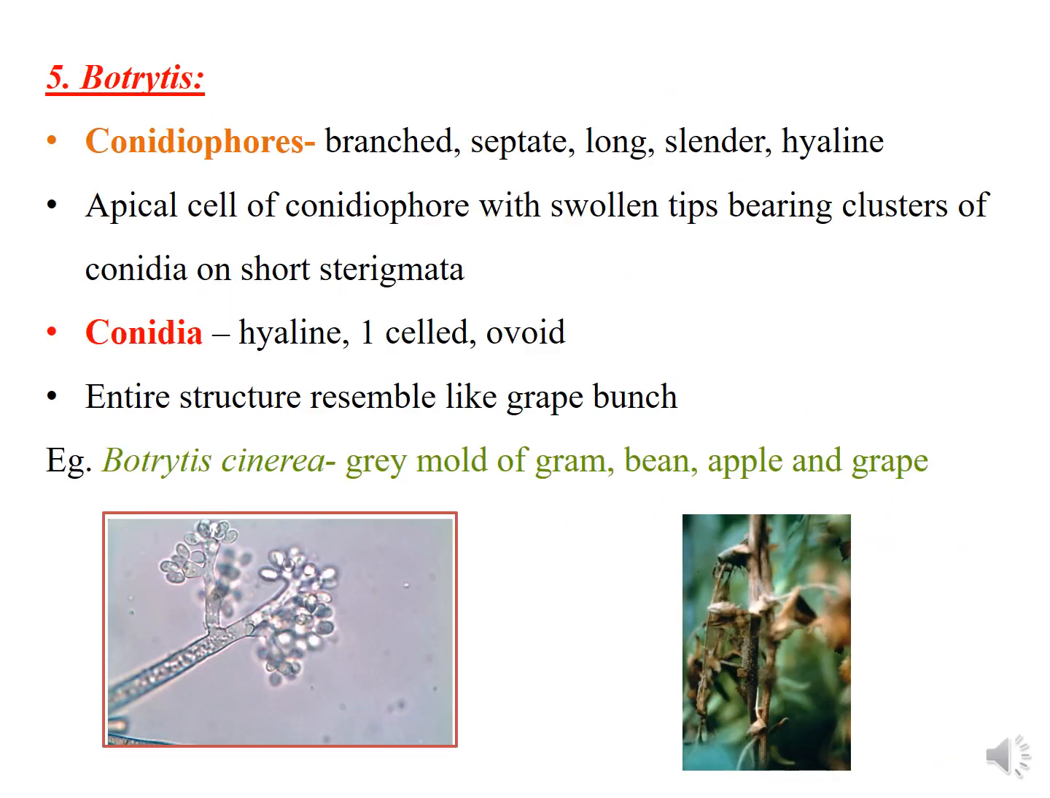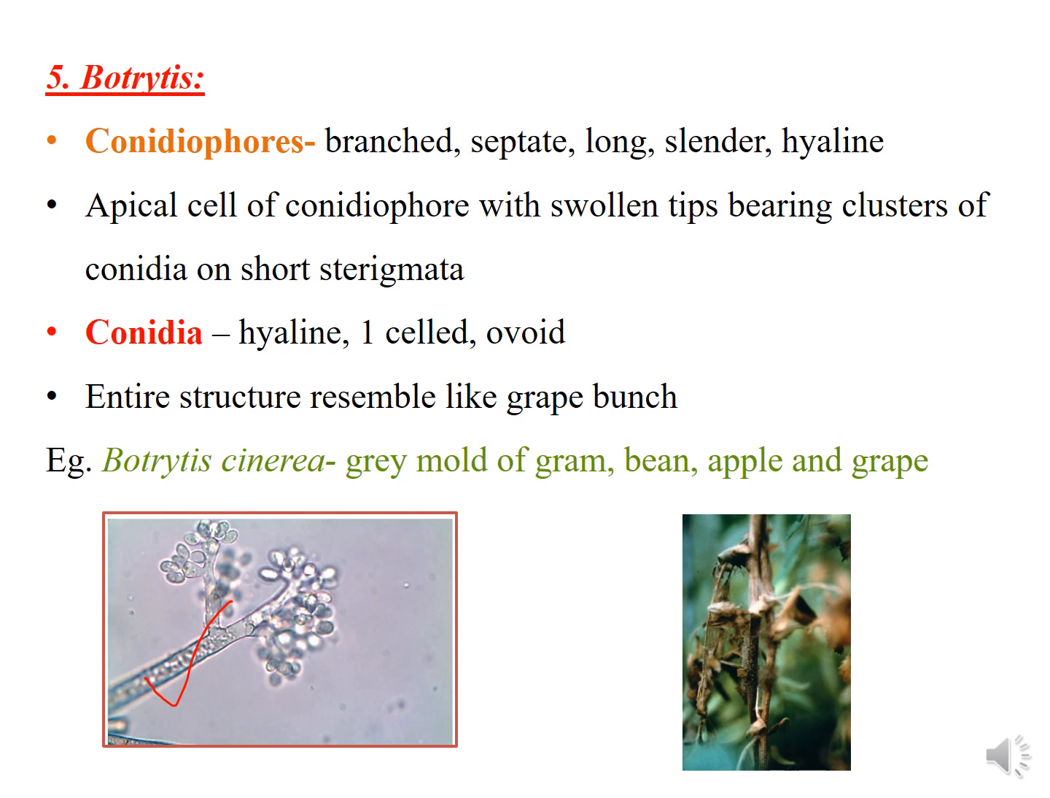Coming to the next one, Botrytis. Botrytis generally causes grey mold diseases in various crops. In Botrytis, the conidiophores are branched, septate, long, slender and hyaline in color. Here in this picture you can see how Botrytis looks. It is like a grape bunch.